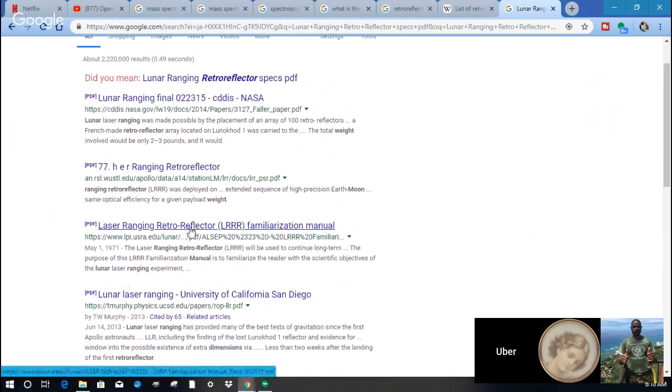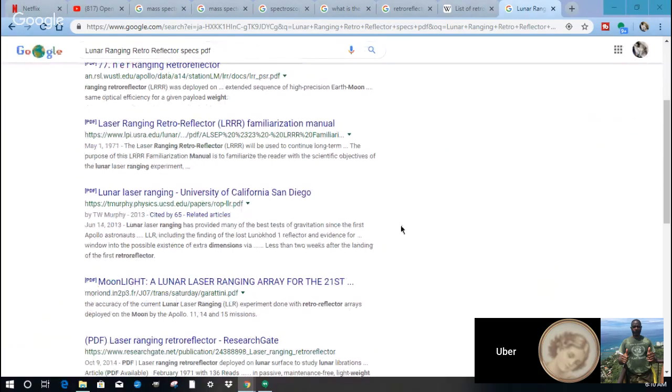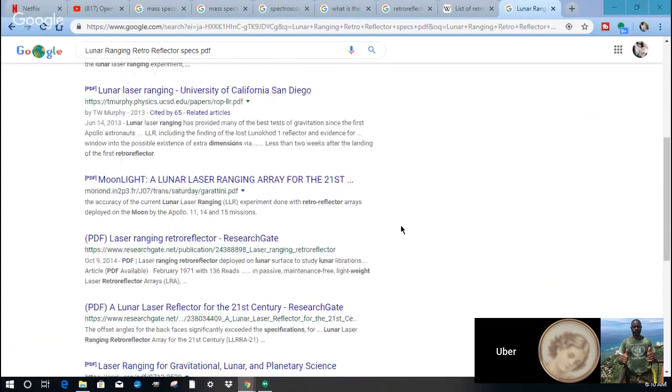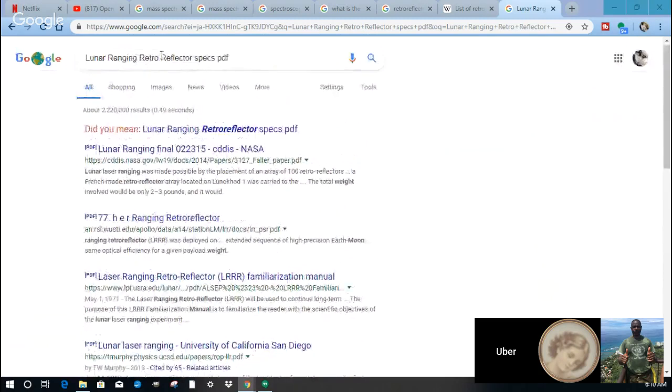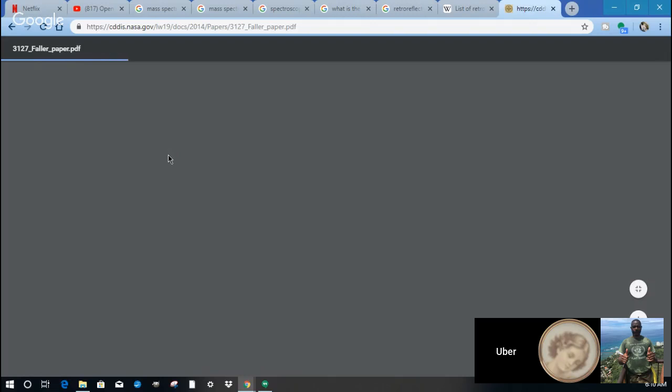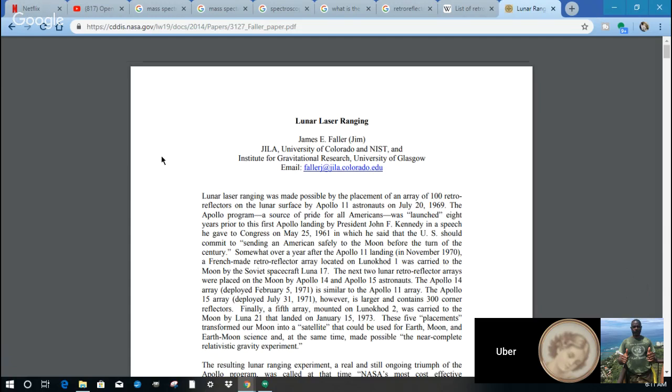Let's see. Laser ranging retroreflector. They don't tell you what it's made of. Yeah, it's possibly the secret. It's not telling us what it's made of. That's not cool. It's not cool at all.